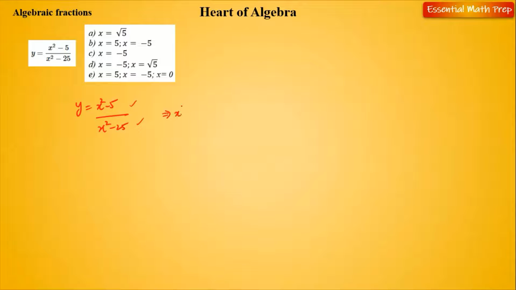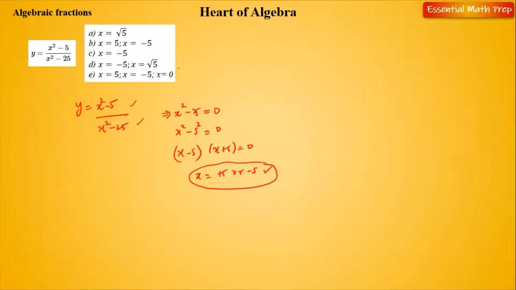This means x squared minus 25 equals 0. That means x squared minus 5 squared equals 0. I'm just treating 25 as 5 squared, which means (x minus 5) times (x plus 5) equals 0. That means x equals plus 5 or negative 5. If this were the circumstance, then the denominator becomes 0, and then the whole function has no meaning. So x equals 5 or negative 5 are the excluded values for this problem. The correct answer is x equals 5 or x equals negative 5. Does that make sense? Okay.